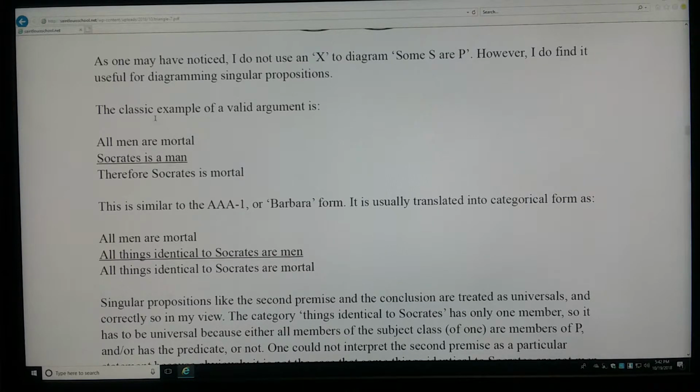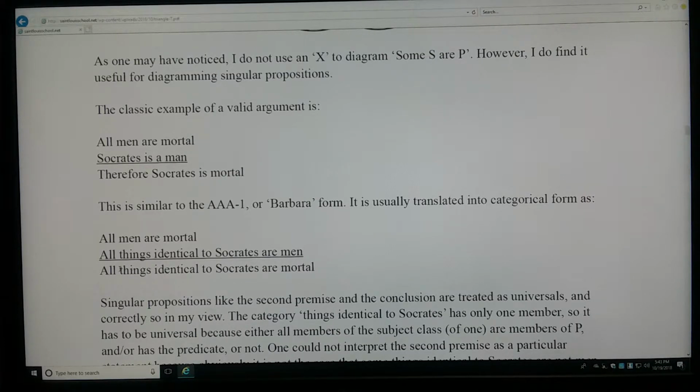To show this, the classic example of a valid argument is all men are mortal, Socrates is a man, therefore Socrates is mortal. Okay, so this is usually going to be translated into categorical form as all men are mortal, all things identical to Socrates are men, therefore all things identical to Socrates are mortal.